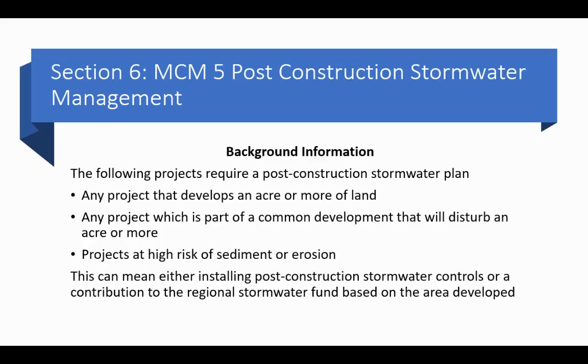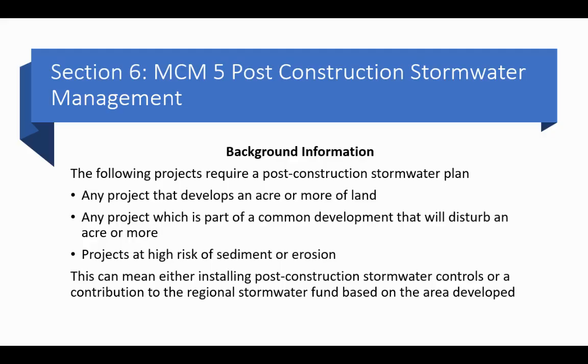The next section is section 6, minimum control measure 5. This is going to be post-construction stormwater management. This is going to be for sites that continue to have a high risk of runoff or erosion or pollution after construction is done. They would fall under this category. The only sites that would require a post-construction stormwater permit would be ones that develop an acre or more of land, projects that are part of a common area of development that disturb an acre or more over the lifetime of the project, or projects at high risk of sediment or erosion.